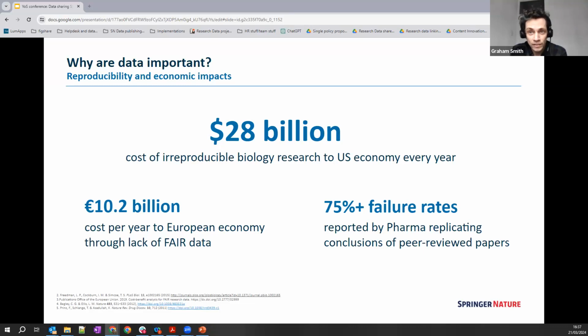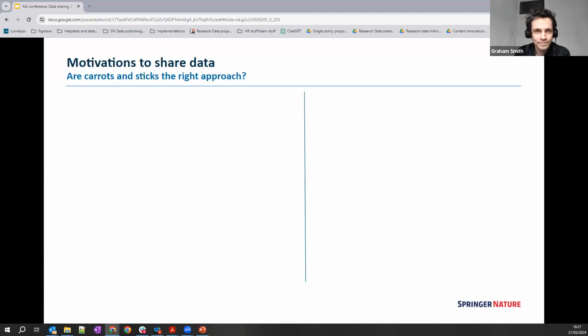You've seen these failure rates by the pharmaceutical industry trying to replicate peer-reviewed papers. So again, what we're really talking about is this behavior change issue to tackle these. So again, how do we move the needle to really move from that successful embedding within a community that we saw, for example, within genomics, to address these wider issues?